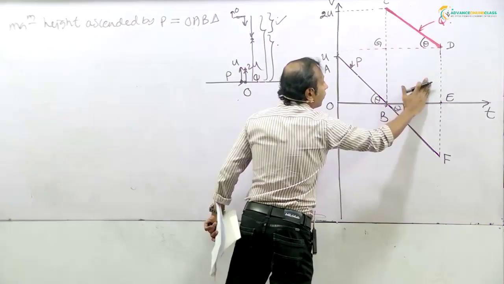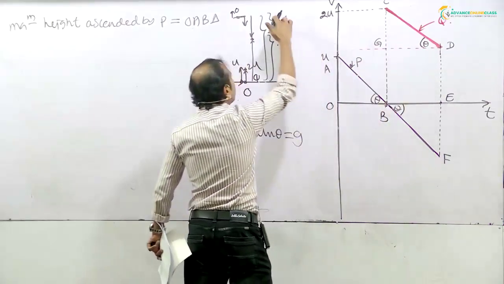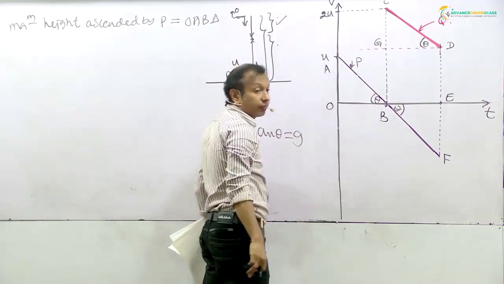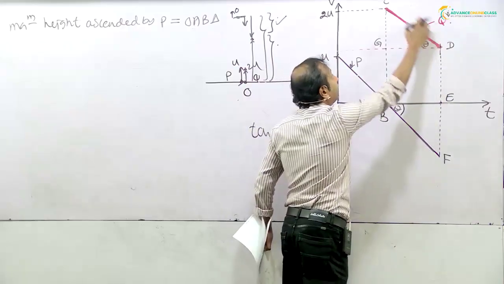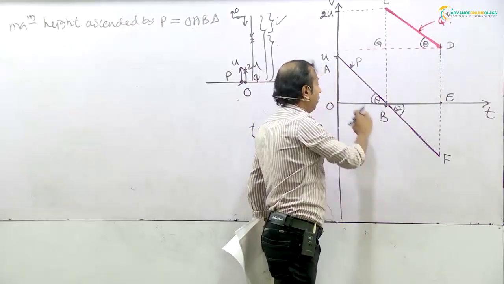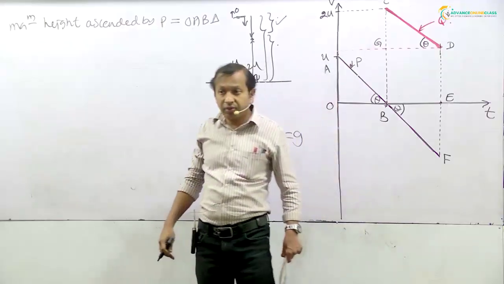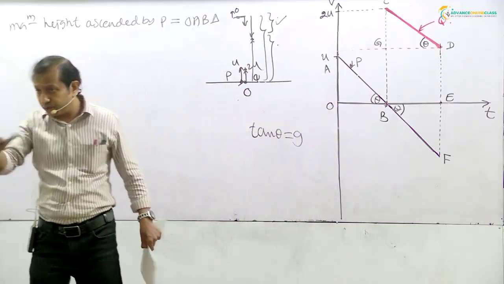This area. This plus this stands for what? That means maximum height ascended by P. Therefore, BCDF area should be equal to what? OAB area. Am I correct? Yes. That we use in the question.